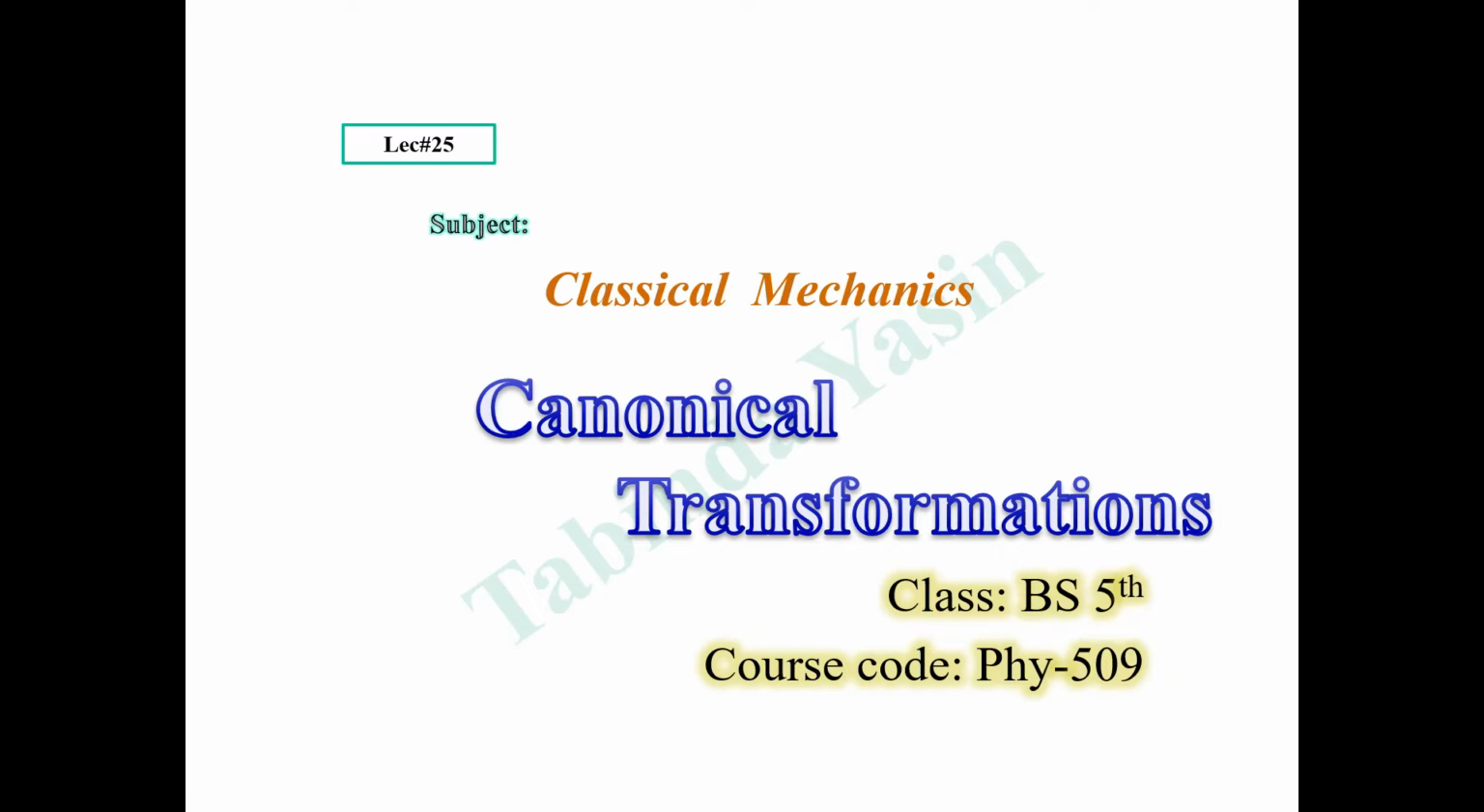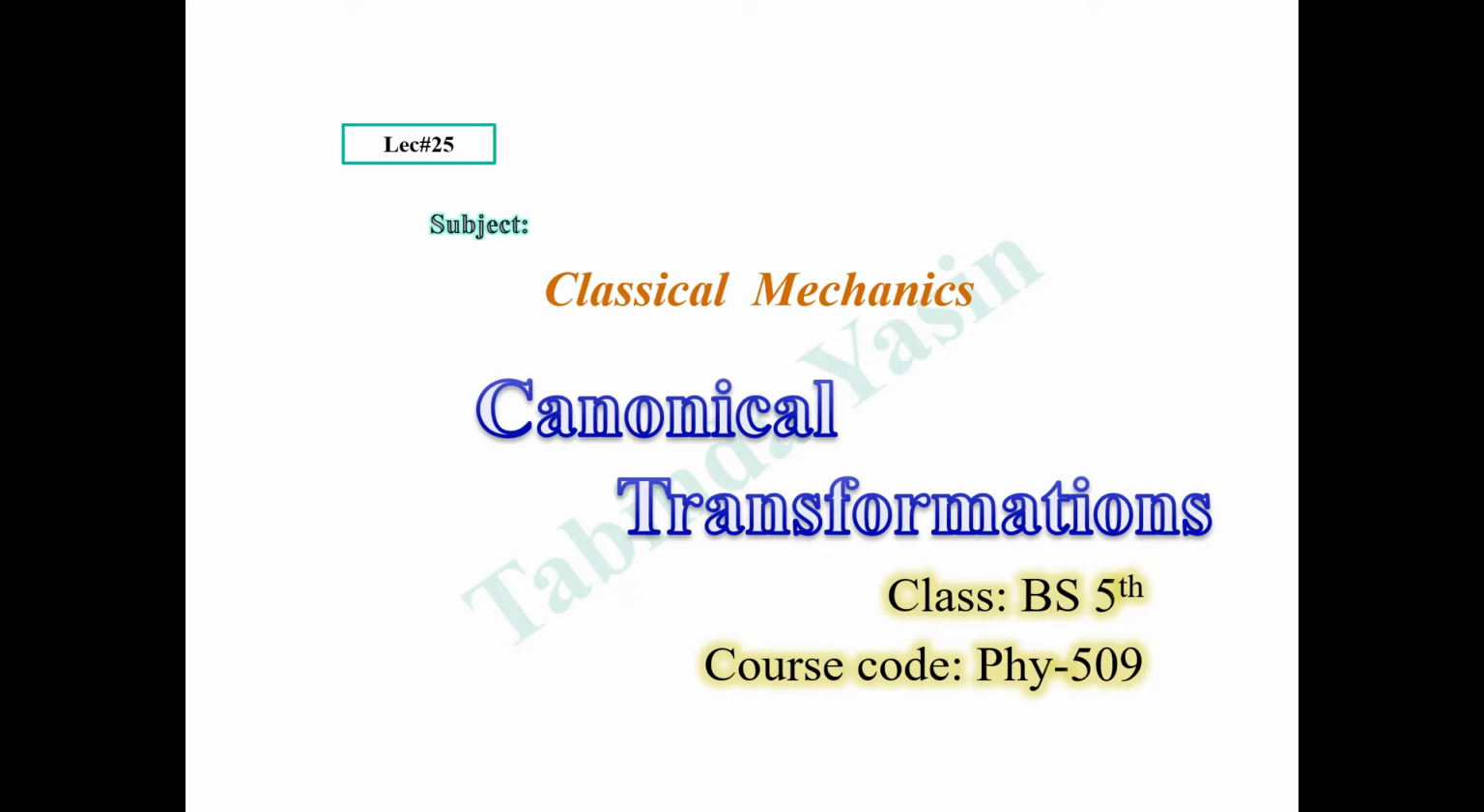Canonical transformation means that we transfer from the old coordinate system to a new coordinate system that is more generalized, and that can be interchanged from the new to the old as well. This topic is from the classical mechanics of the BS 5th with the course code PHY 509.